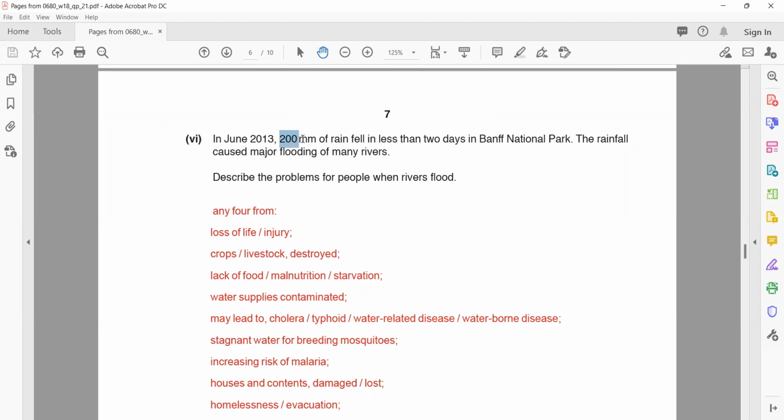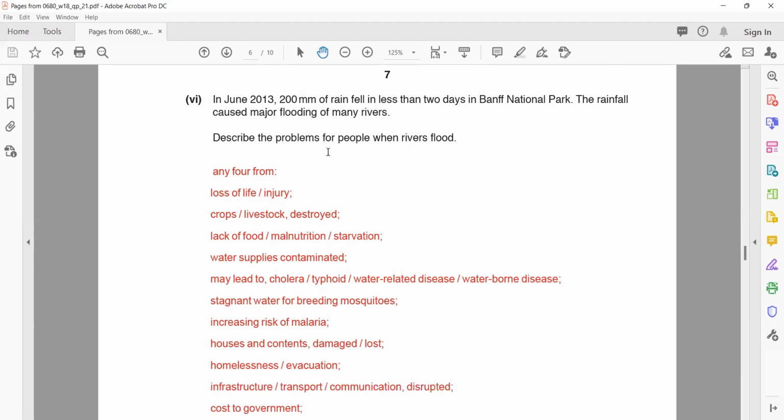They are saying that in 2 days they recorded 200 millimeters of rain. It means it was heavy rain. The rainfall caused major flooding of many rivers. Describe the problems for people when a river floods. So they are talking about the flooding and about rivers. So if there is flooding, what problems can the people face?